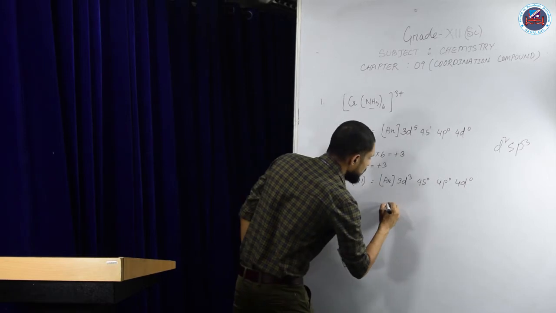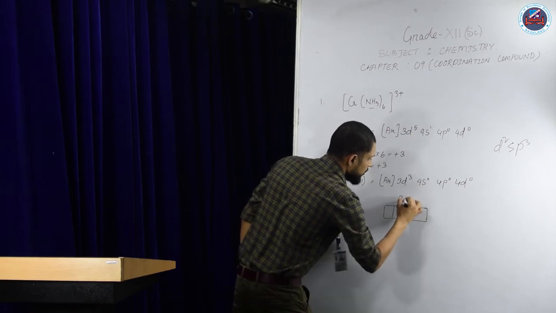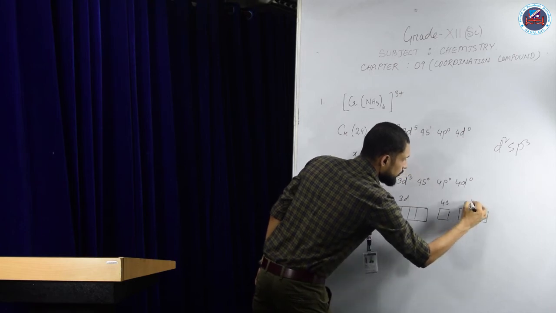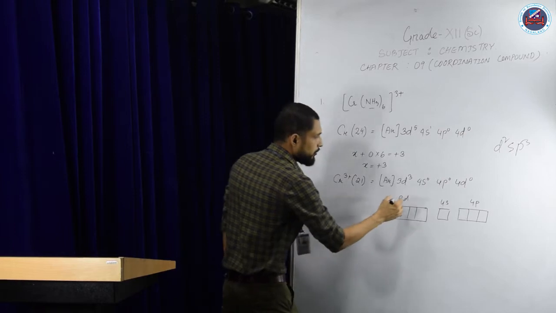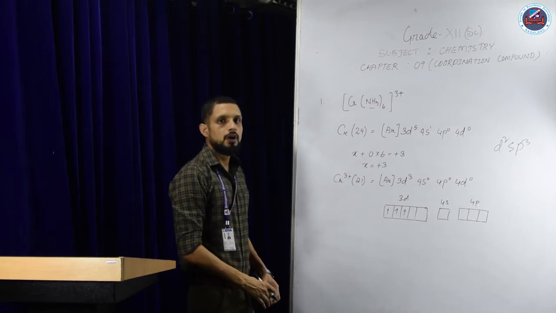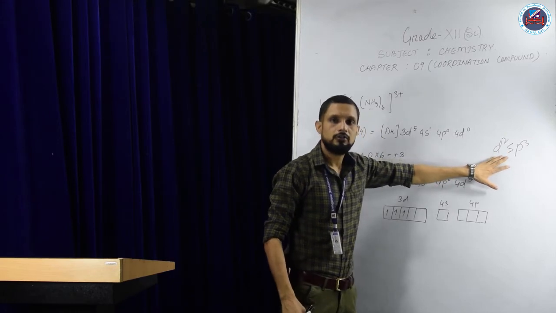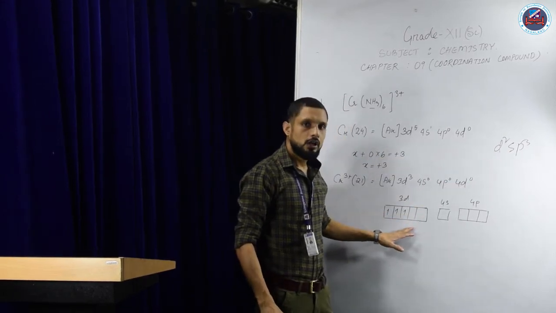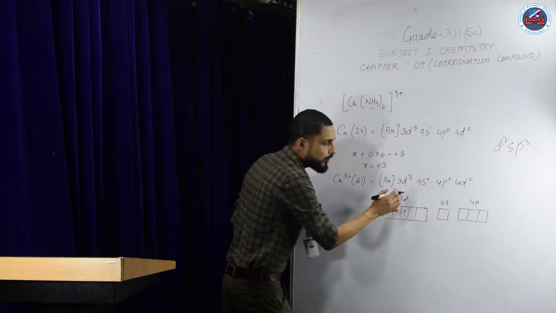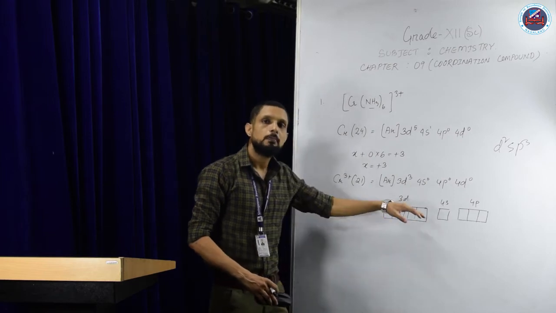So let us draw the orbitals. In 3d, we have 5 orbitals, 4s has 1, and 4p has 3. In 3d, you have 3 electrons, so 1, 2, 3; 4s has 0, 4p has 0. Now, the hybridization is d2sp3, so we need 2 d orbitals from 3d. You can see we already have 2 vacant orbitals in 3d. So we don't need to force pairing.